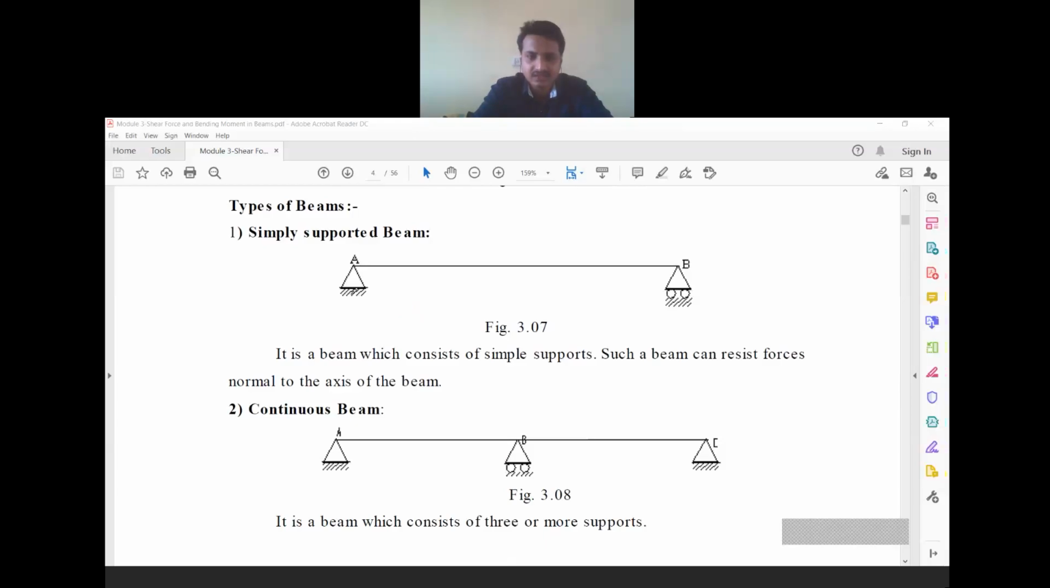For a pin joint, what are the reactions? One vertical and one horizontal. For a roller support, how many reactions? Only one reaction, perpendicular to the direction of the roller, that is, a vertical reaction. So these are the reactions for this simply supported beam.